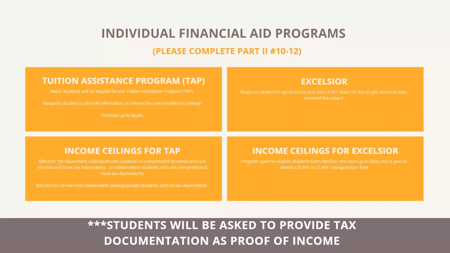TAP is a tuition assistance program that many students will be eligible for. It requires a student to provide information on where they are enrolled in college. So if you apply to LaGuardia, Oswego, whatever schools you've been accepted to, make sure that you have that college ID ready on hand. The TAP, the tuition assistance program, actually provides up to $5,165 annually.